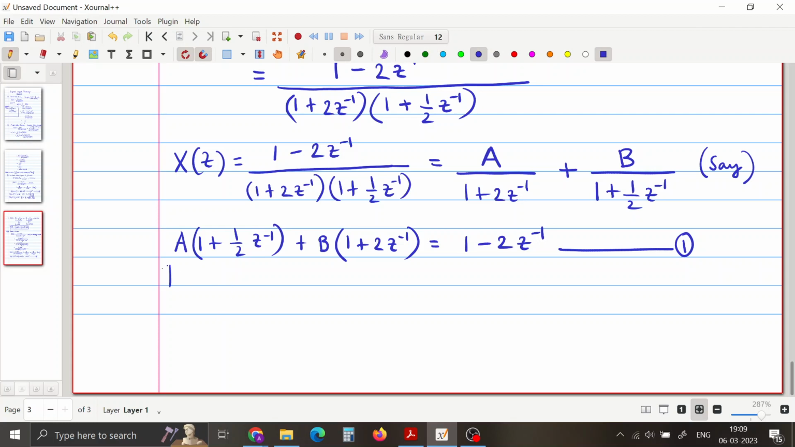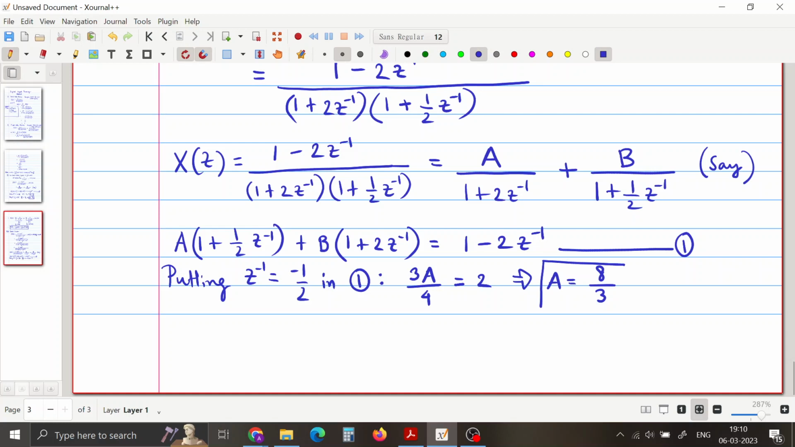So first let us put z inverse equals minus half in equation 1. So we will get 3a by 4 equals 2, or a equals 8 by 3. Just check this. Okay, we got a equals 8 by 3. Great.